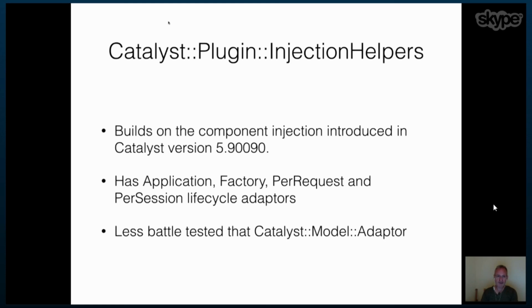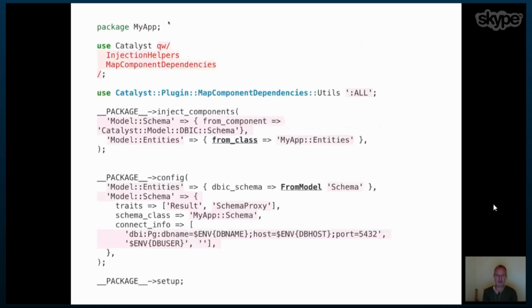Okay. So just to give a quick example of what this experimental stuff that's built in Catalyst looks like. In the newer version of Catalyst, there's a new package level method called inject components. So instead of having to do a subclass of Catalyst model debug schema, you can simply define it. So you could say I'm injecting a component called model schema, and it's based on a component called Catalyst model debug schema.